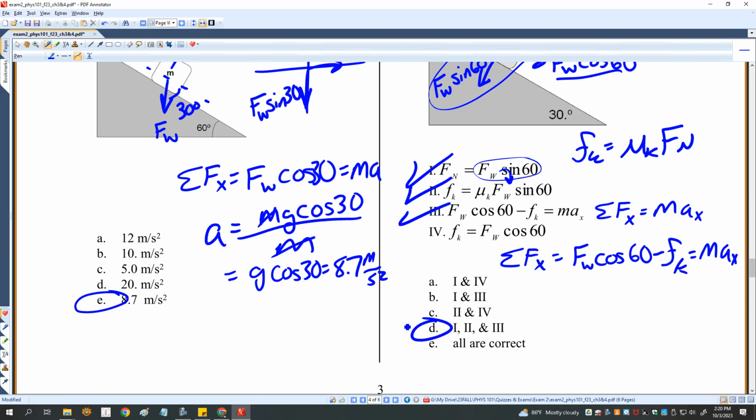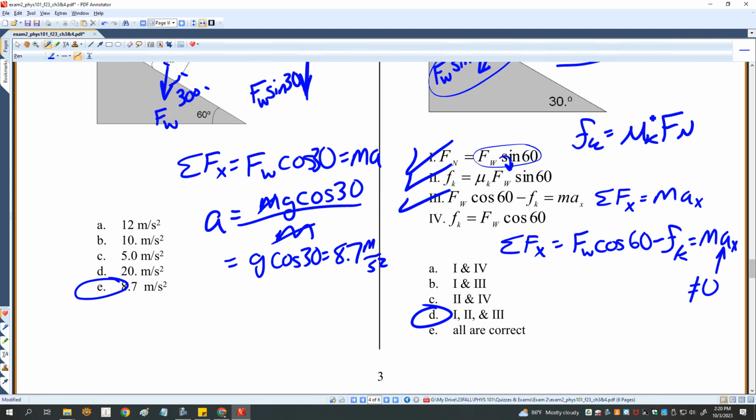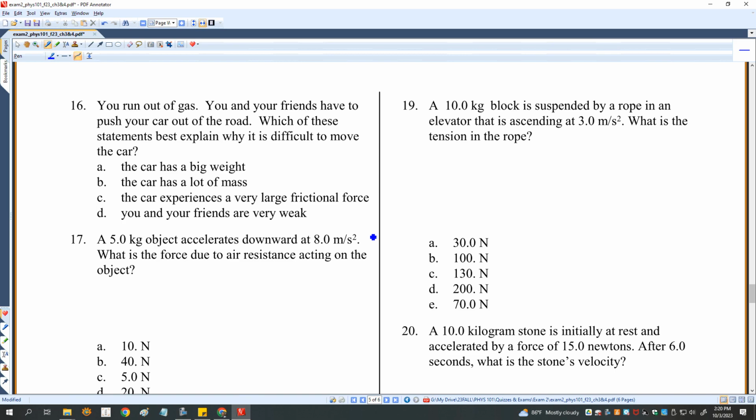So 1, 2, and 3 are the right answers, but you may have put E in it. If you did, the reason that it's not E is because this is not equal to 0. That is very clearly accelerating. The block is accelerating down the inclined plane. So the answer is D.